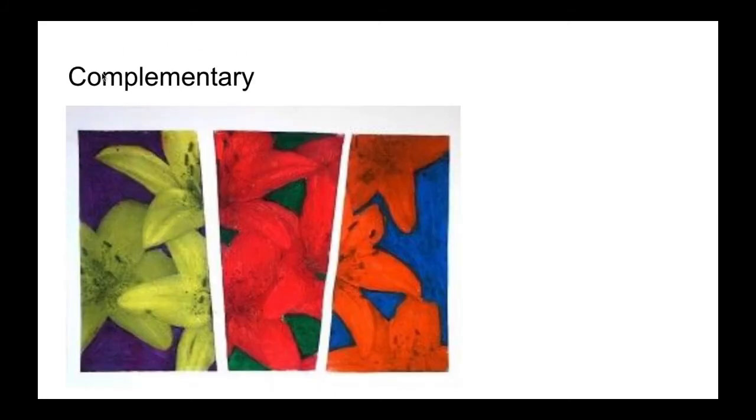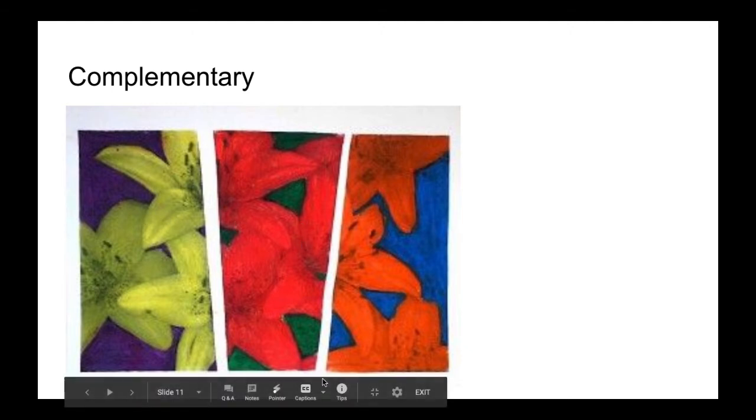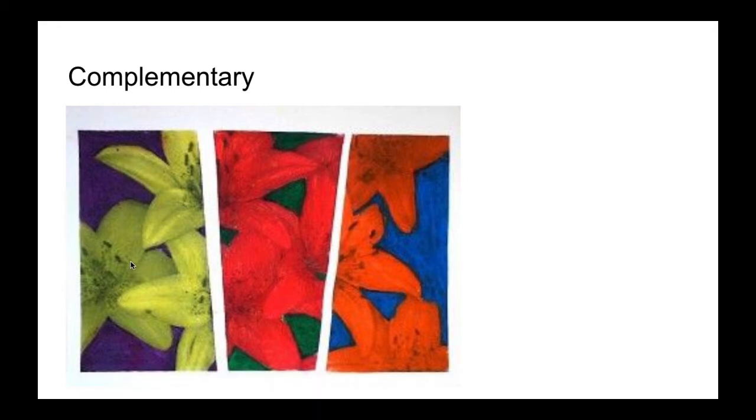All right, so our 4th color scheme is complementary. And complementary is really easy because it just uses a complementary pair of colors. So this artist has decided to use all 3, but they've divided up the page so that each section for each complementary pair is separate. And so here we've got our yellow and purple complement. Here we've got our red and our green. And here we've got our orange and our blue.